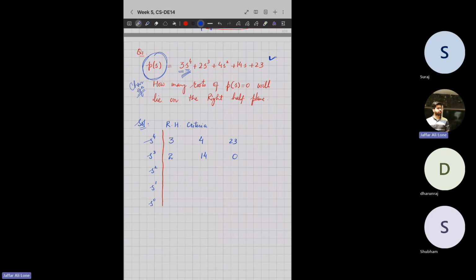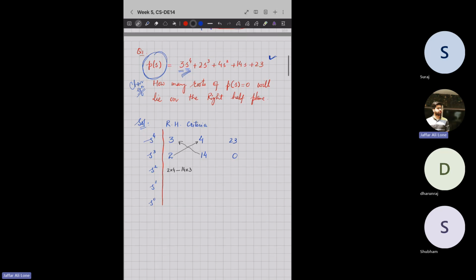Now, how to populate the other rows, S square, S1, and S0? Just listen and remember. You have to multiply 2 with 4, so I'll write here 2 into 4, then this into this minus 14 into 3. Make sure you have a calculator with you. Then divided by this term, which will be 2. Similarly, this was the first element of S2.